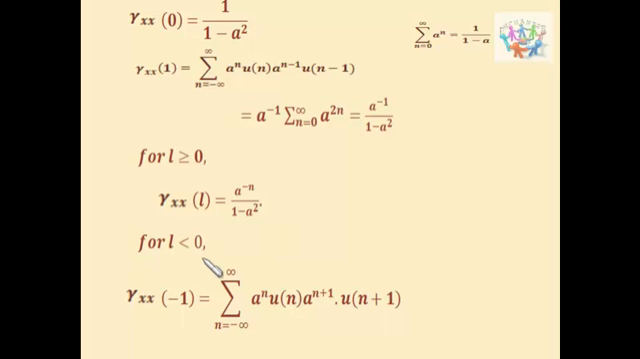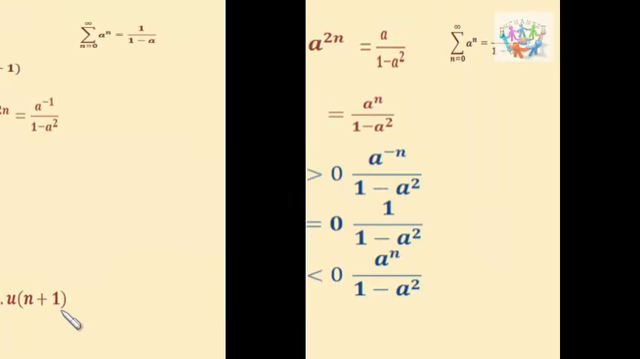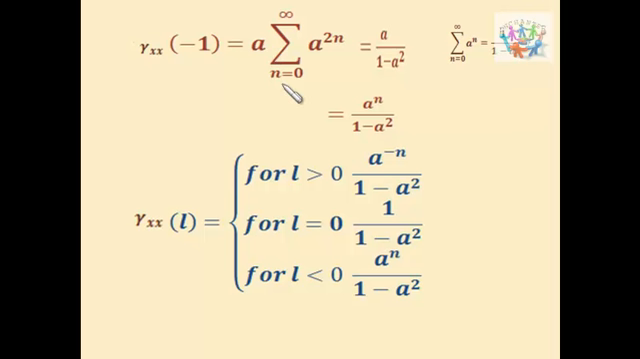Now for L less than 0, we have to substitute L = minus 1. We will get sigma n = minus infinity to infinity a^n u(n) a^(n plus 1) u(n plus 1). So we will get a into sigma n = 0 to infinity a^(2n). On expanding this we will get 1 by 1 minus a squared using this formula, and multiplying with a we will finally get a by 1 minus a squared. So the general form can be written as a^n by 1 minus a squared. When L = minus 1 we will have a by 1 minus a squared. For L = minus 2 we will have a squared by 1 minus a squared.